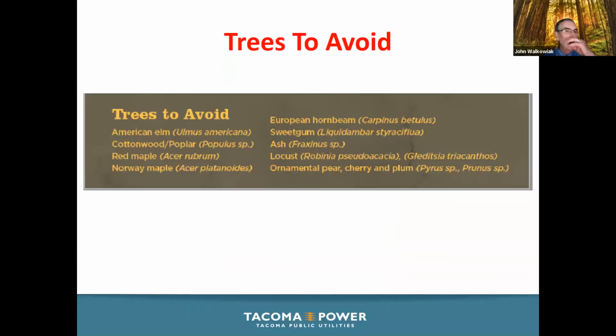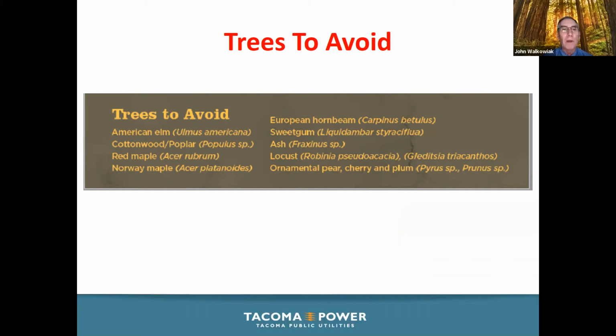Some trees to avoid, and I'm going to tell you why we avoid them. So American elm, cottonwood, red maple, Norway maple, European hornbeam, sweet gum, ash species, the locust species, and many of the pears and plums, and we'll talk why.